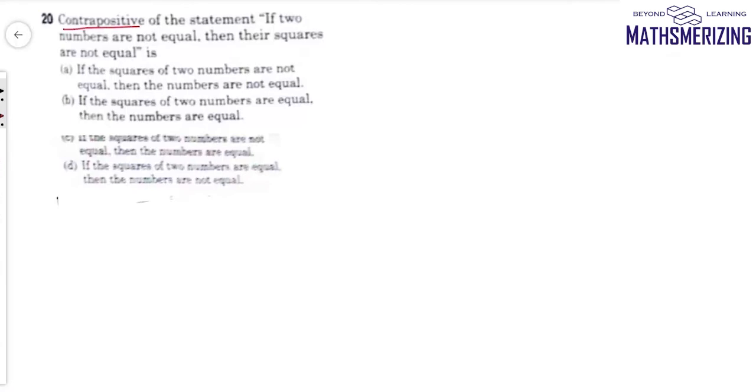Now question number 20 says, we need to find contrapositive of this statement. And the statement is, if two numbers are not equal, then their squares are not equal. So that means we are given A implies B. We need to find not B implies not A. What is not B? Not B is, if the squares of two numbers are equal, then two numbers are equal.